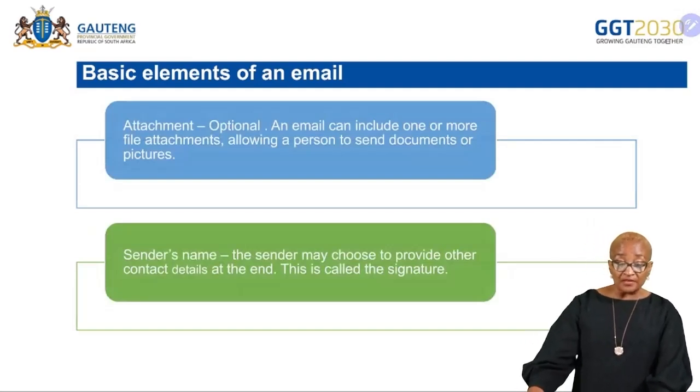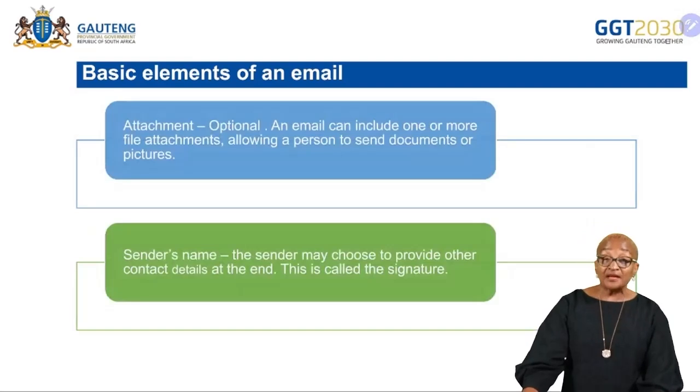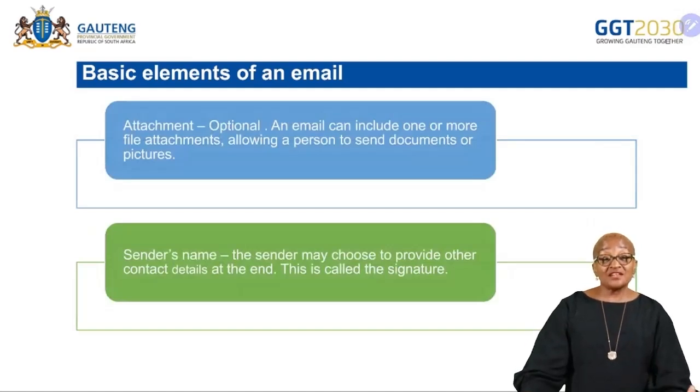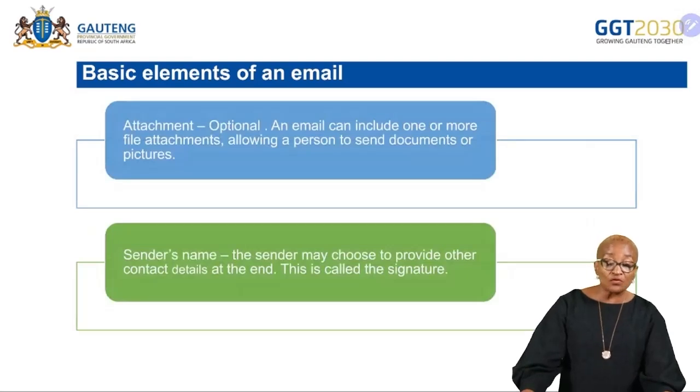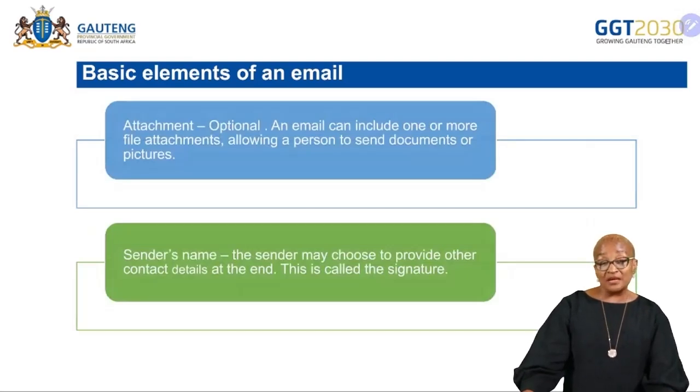And lastly, we do have the sender's name. Remember, the sender may choose to provide other contact details at the end, and that is called the signature. Remember what I said earlier, the sender's address is automatic. It will definitely show up. However, the sender may also choose to provide other contact details at the end of the email or at the end of the message. And this is called a signature. Those are the basic elements of an email.